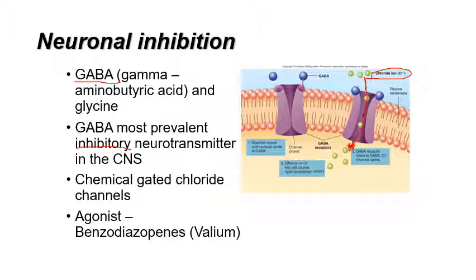So GABA binding here opens the channel, and now chloride can rush in. Okay, it causes the cell to hyperpolarize. Remember we saw those excitatory postsynaptic potentials where we had the depolarization. This here would cause the inhibitory postsynaptic potential because this would inhibit the cell. Okay, so they are chemically gated chloride channels, so they're going to cause inhibition.